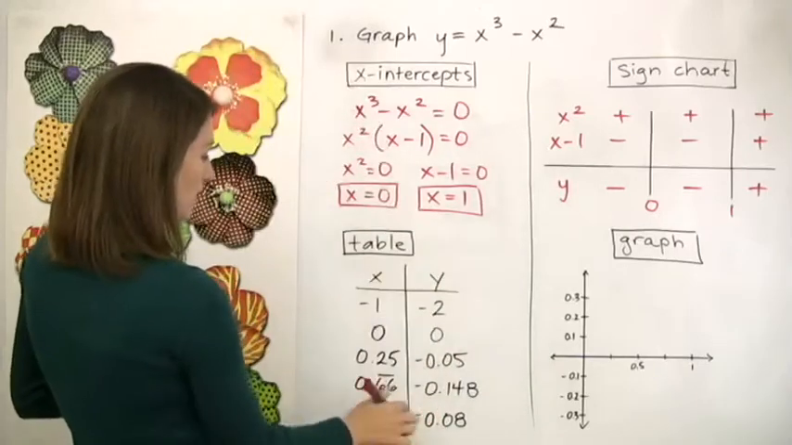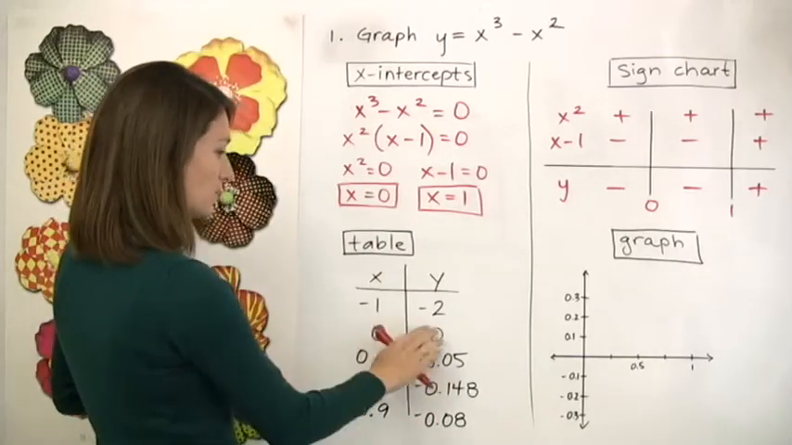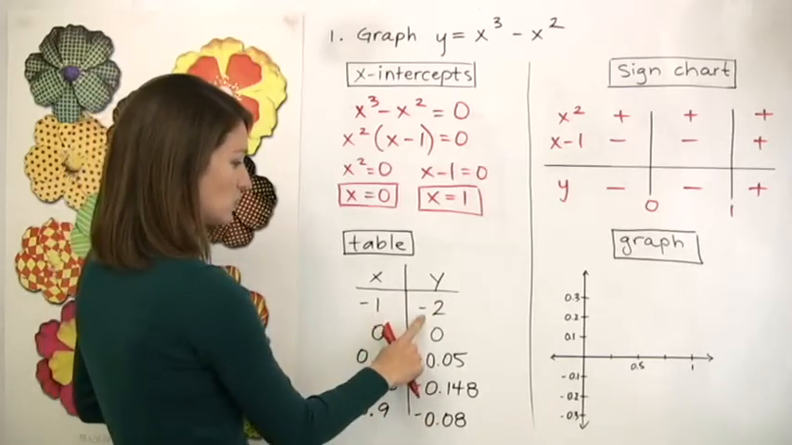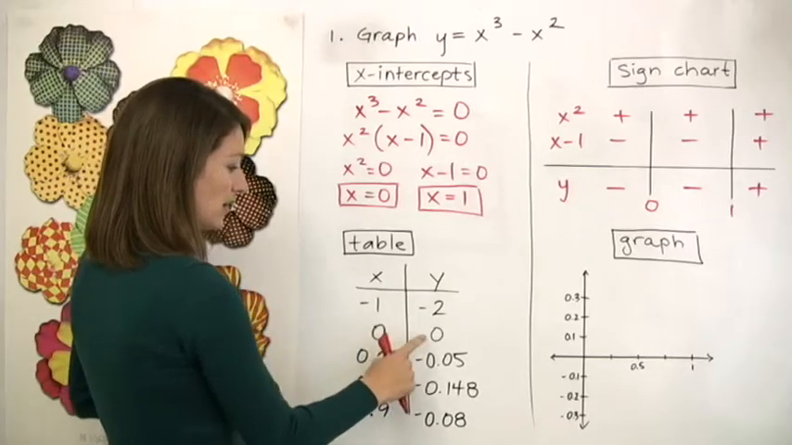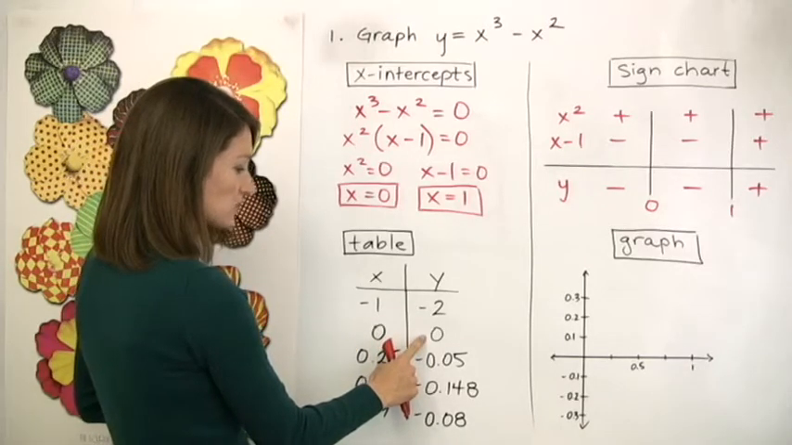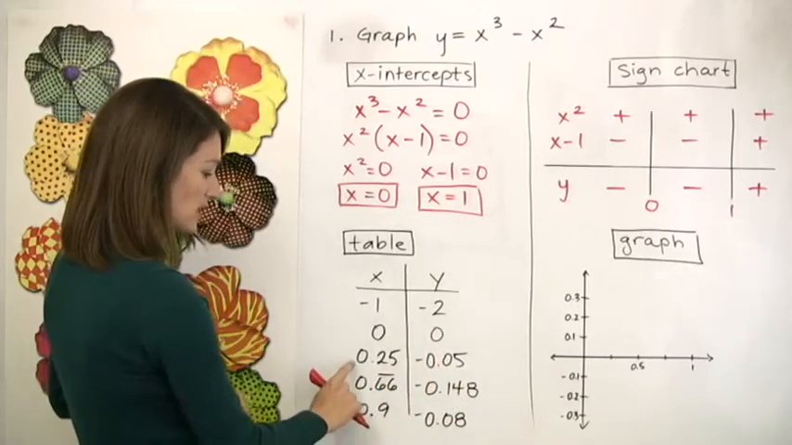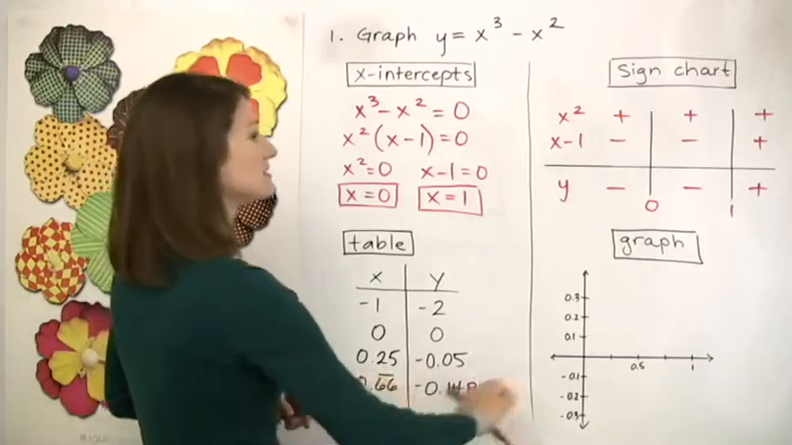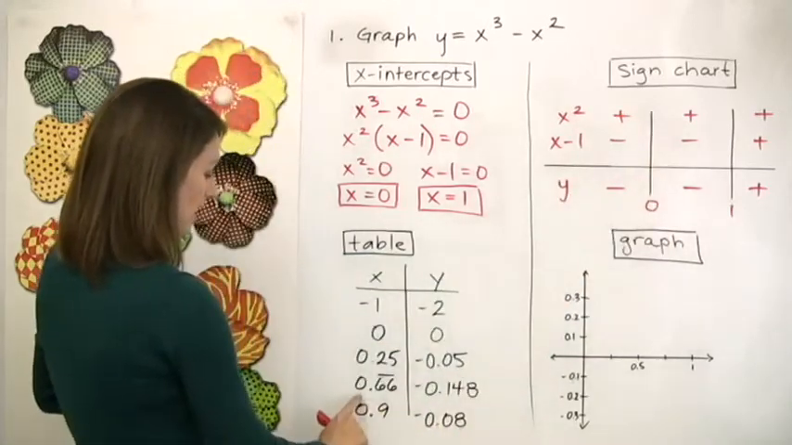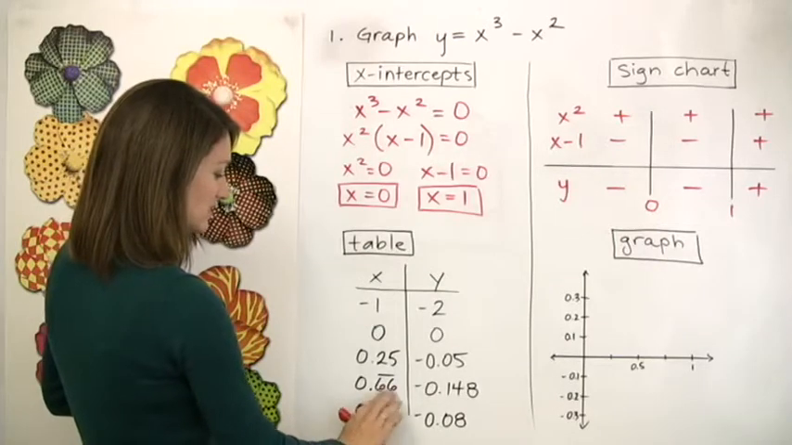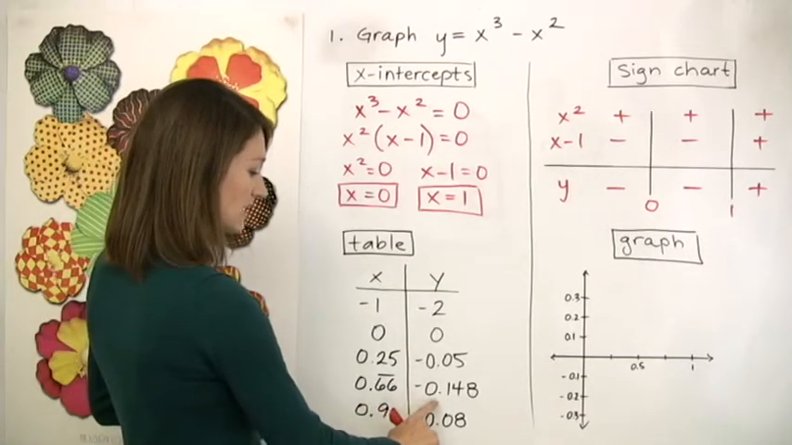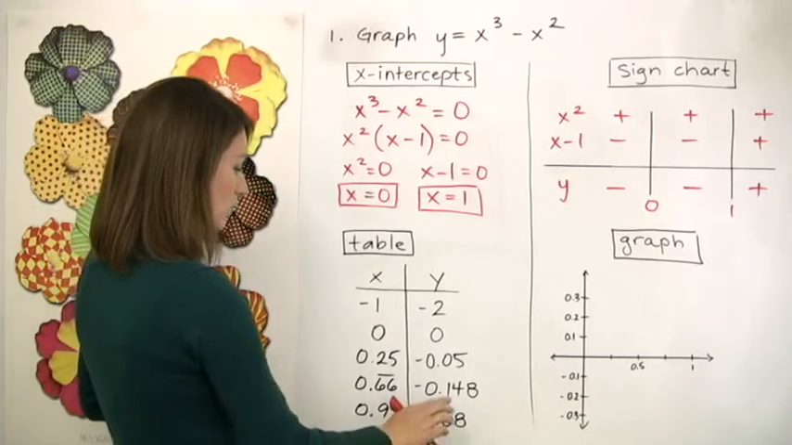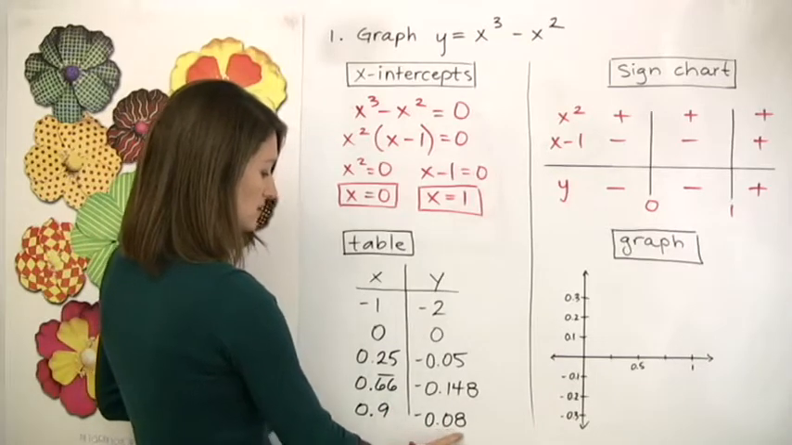So I've already gone through and I've chosen some values for x, and we've computed the values then for y. So when x is negative 1, y is negative 2. When x is 0, the y value is 0, so it's going to cross through our origin. And we have a few others. At 0.25, we get negative 0.05, which corresponds then with our sign chart. At 0.66, that repeats, our y value is negative 0.148. And then another one just to fill in the gaps, at 0.9, we get a y value of negative 0.08.